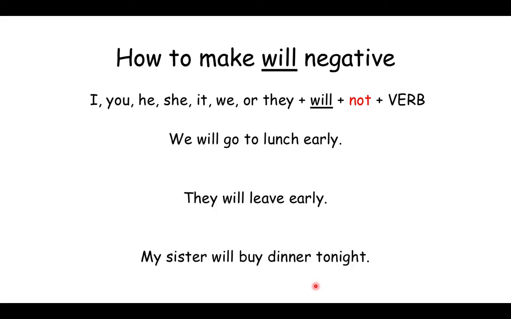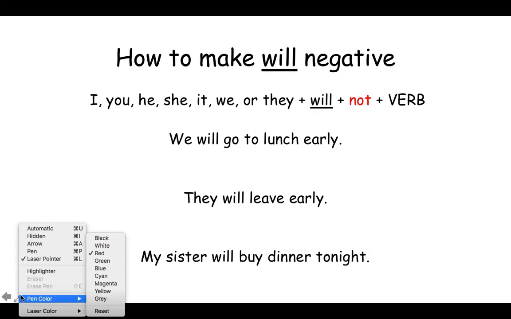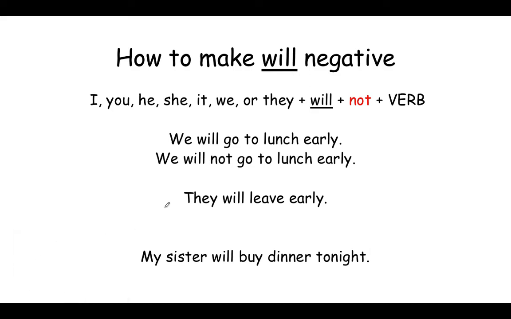So we're going to do some more practice. We will go to lunch early. Now, think about how you would say this. We will not go to lunch early. So this is the negative sentence. You'll see that not is right here. We will not, we added not, in between will and the verb, which is go in this sentence. That's how we made it negative.